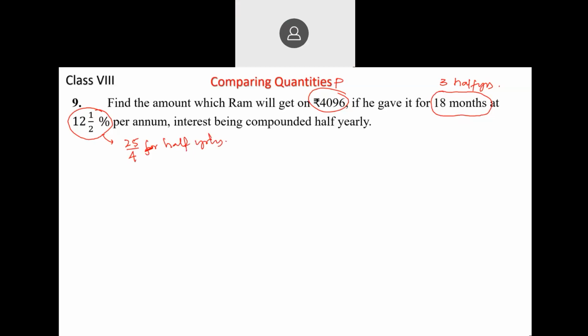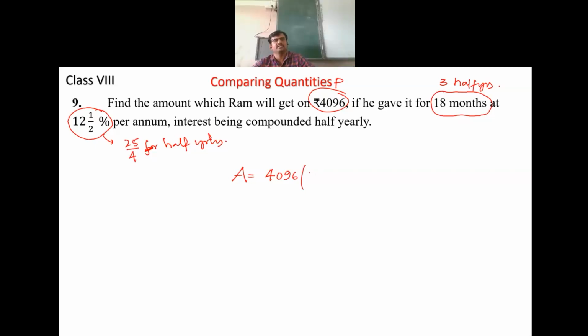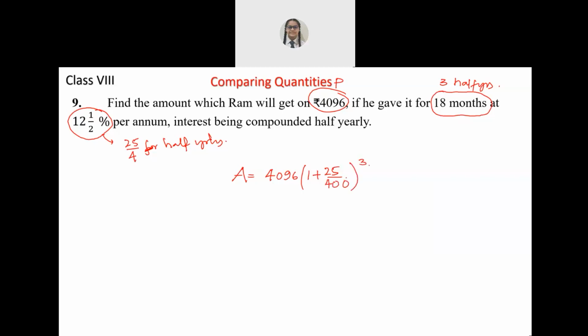Did you understand this? 25 by 4? I have not taken 25 by 2. I am dividing the rate of interest by 2 so that I'll use the R by 100 formula. So it's easy to calculate the amount. It becomes 4096 into 1 plus 25 by 400, to the power 3. 25 divided by 400 is 1 by 16.